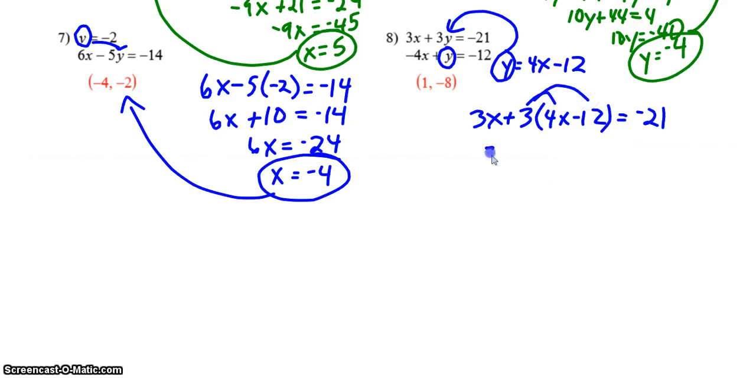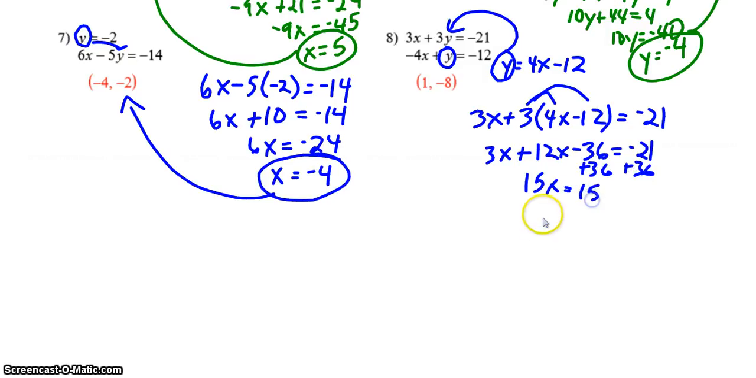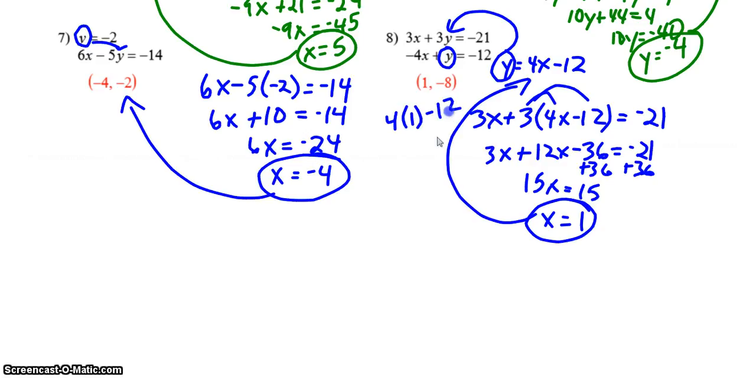Distribute the 3. So 3x plus 12x minus 36 equals negative 21. This would be 15x. You would add 36 over, so 15x equals 15. So x equals 1. And if x equals 1, to find y, plug that in. 4 times 1 minus 12. So y equals negative 8. So our final answer is 1, negative 8.